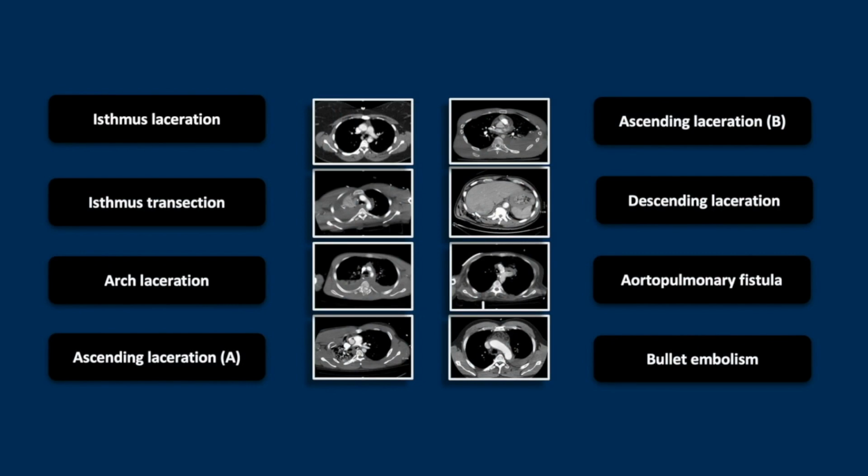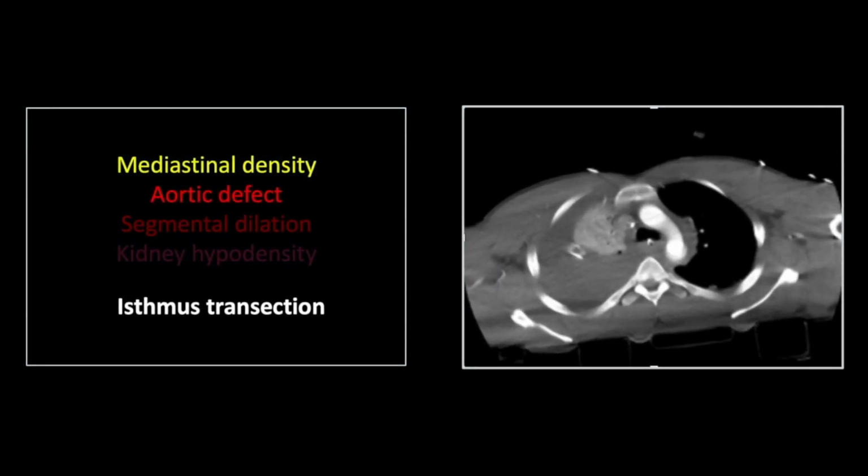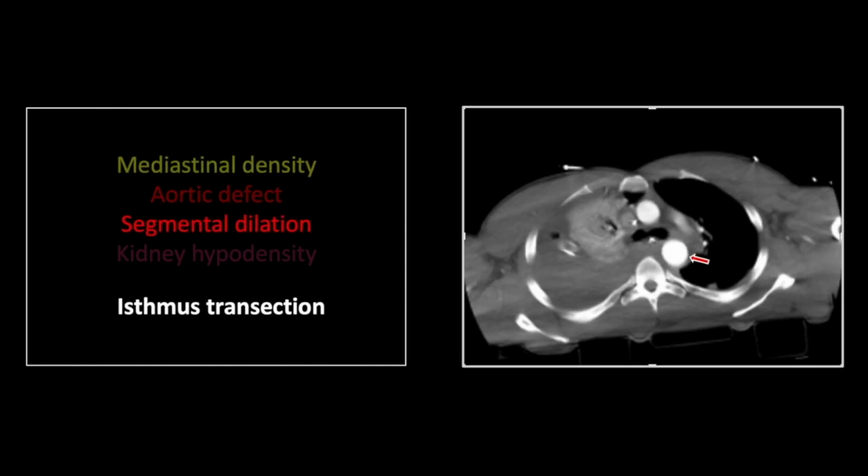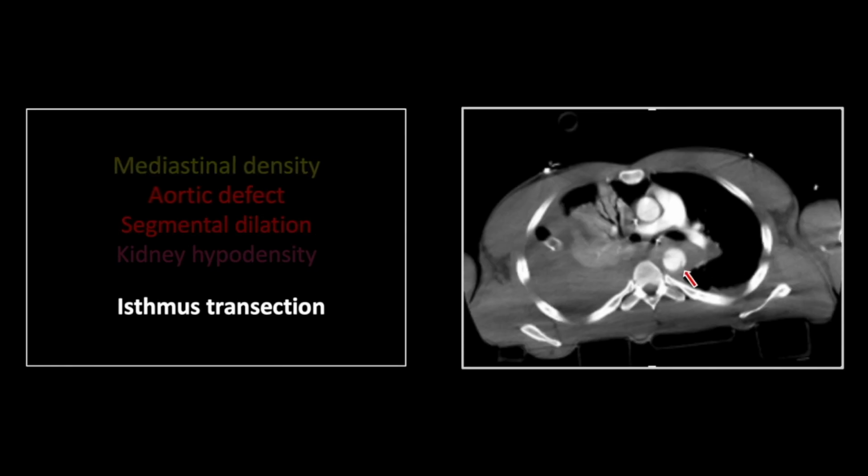Our next case is of an aortic isthmus transection, an injury in the same location, but obviously greater extent. You see here mediastinal density and the proximal defect in the aorta. On the next cut, you see an intervening segment of dilated aorta, which represents a pseudoaneurysm bound by adventitia. And on the next level, we see the distal aspect of the torn aorta.